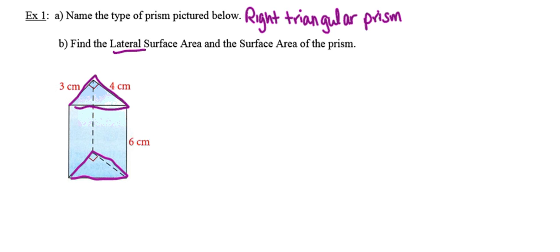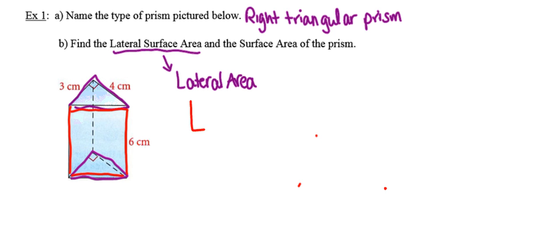The lateral surface area is going to be comprised of the area of all lateral faces. The surface area, or total surface area, is going to include the lateral area, and in addition to the lateral area, also the area of the top base and the bottom base. Now, my lateral area is made up of these rectangles that comprise the lateral faces. So I'm going to say the first rectangular face is a rectangle that is 6 centimeters high.